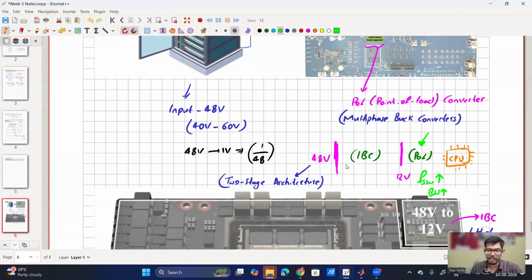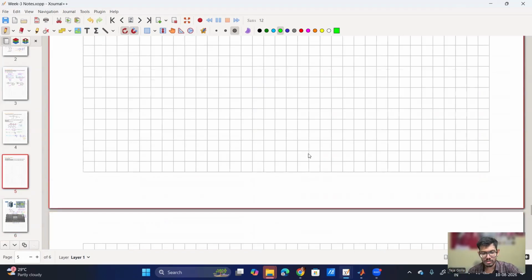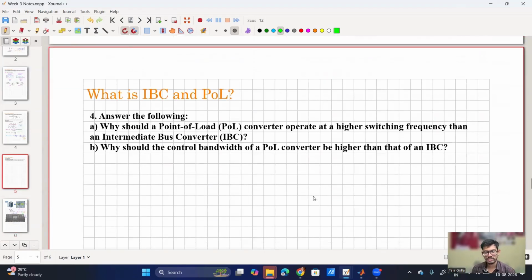Coming slowly back, the demand or the requirement will become a little bit lesser. So the IBC can work at a lesser bandwidth compared to that of the PoL, and also the frequency can be lesser because the bandwidth is lesser. If I'm operating at a higher frequency, the bandwidth will be higher, so the PoL will be operated at a higher switching frequency. So this is a brief overview that I wanted to give regarding what is happening, and since it is related to AI also, I have just given some brief overview, and that will also solve this problem. Any queries or anything you would like to ask regarding this?